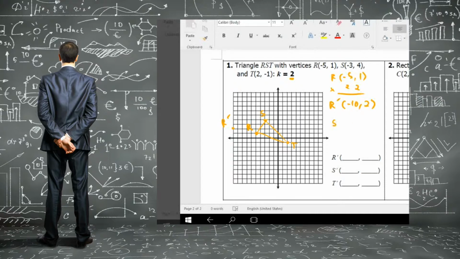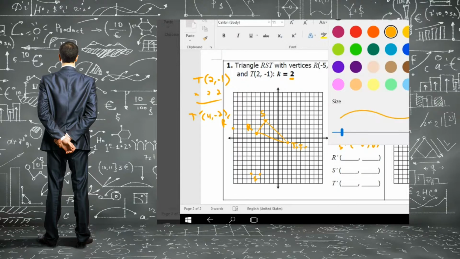Then we're going to do the same thing with S and T. So S is at -3, 4. We're going to multiply by 2 everywhere. Now S prime is going to be at -6, 8. Oh my goodness. -6, 8, that's how many M's in my bank account. Wait, what? And then T. T is 2, -1, and then we multiply by 2 because that's the scale factor, and T prime is at 4, -2. And there is T prime.